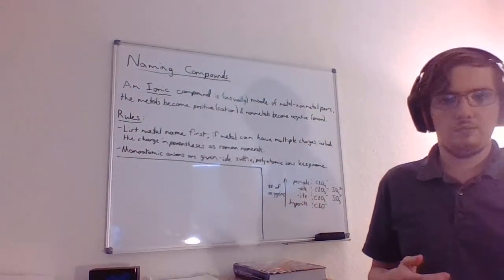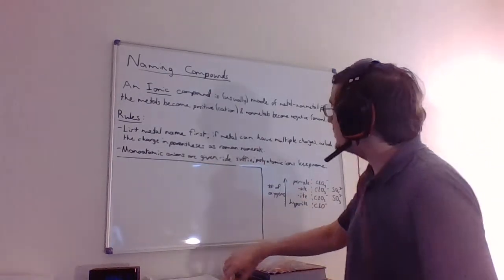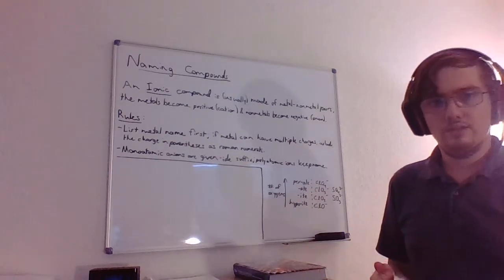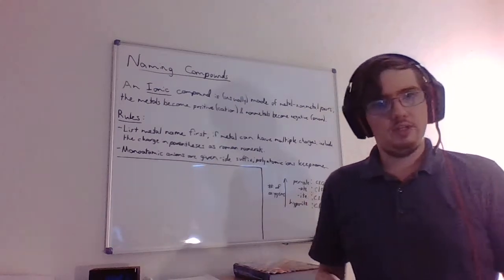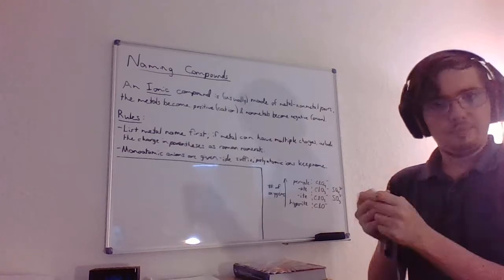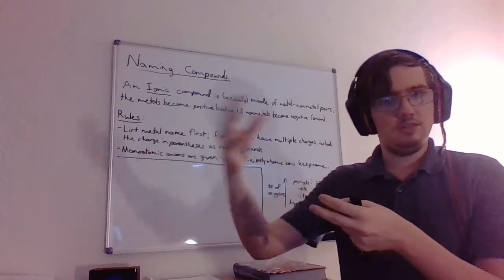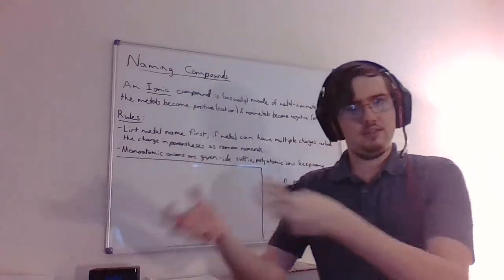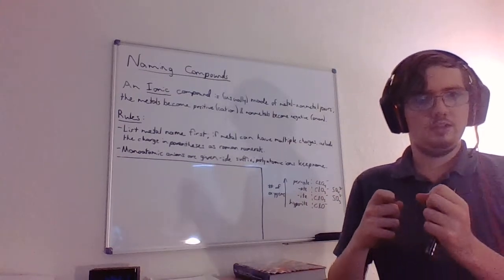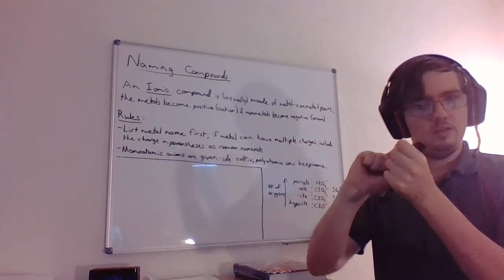Alright, so in this part I'm going to be talking about naming ionic compounds. Just like with the covalent compounds, I'm going to start by giving a rough definition of what an ionic compound is. So an ionic compound is usually a metal and a nonmetal bonding together. Now what happens in this case is the metal gives up its electrons and the nonmetal takes the electrons. So this creates a charge imbalance between the metal and the nonmetal that causes them to bind together, or bond.